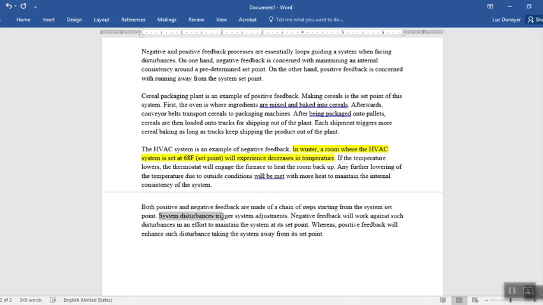Now I'm going to go to the conclusion, both negative feedback and positive feedback: system disturbances trigger system adjustment. Yeah, then let's put some structure into that. System trigger, system adjustment. Negative feedback will work against such disturbances in an effort to maintain the system at its set point, whereas positive feedback will enhance such disturbances, taking the system away from its set point.